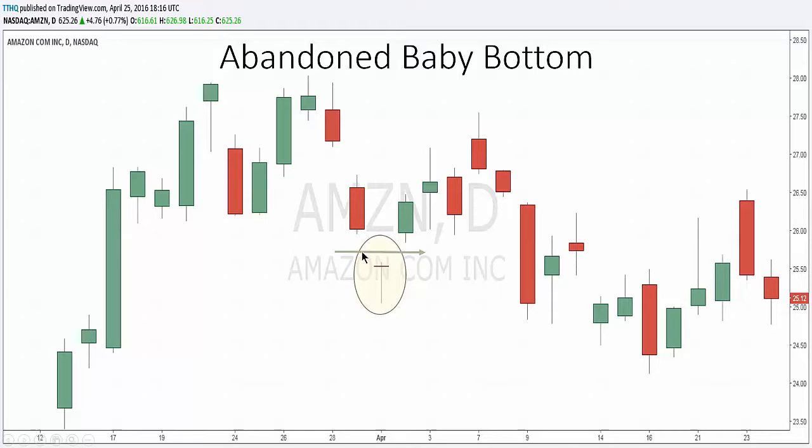So important things to note here is that we have a downtrend, then we have a major gap down, which forms a doji, and then we have a gap back up in the opposite direction. And the most important thing about the abandoned baby bottom is that we can draw a line completely through, not touching the lower and upper shadows of the candlesticks.